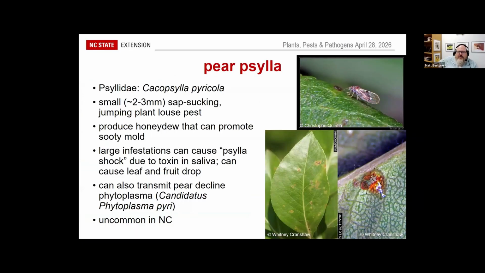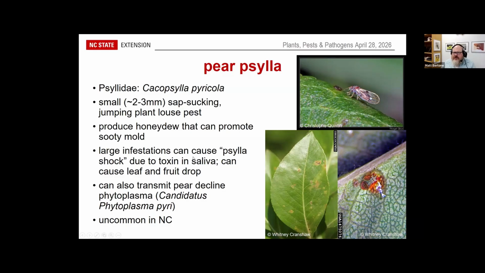Another one that I've never had experience with, I've never seen, but is in the literature and is around, but not common it seems like here, is the pear psylla. This is a jumping plant louse, a psyllid. There are many species of psyllids out there that feed on different plants. They're typically host specific, and this one, pyricola, you can tell is specific to pears. These are small sap-sucking insects, about 2 to 3 millimeters long. They resemble little tiny cicadas, and the nymphs are kind of flattened.